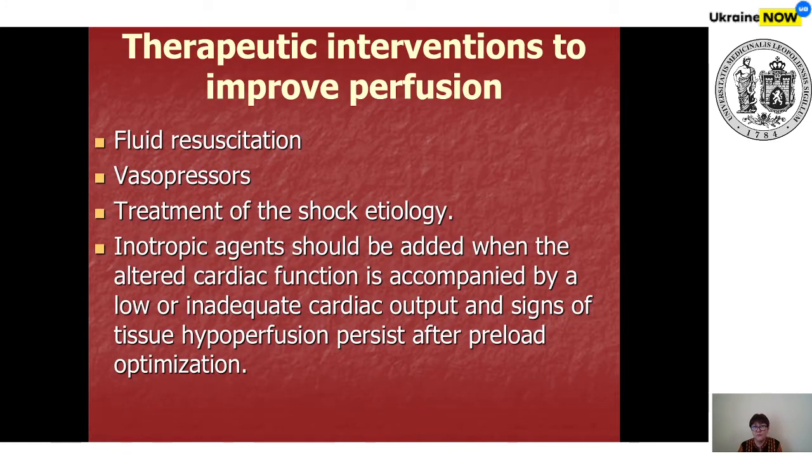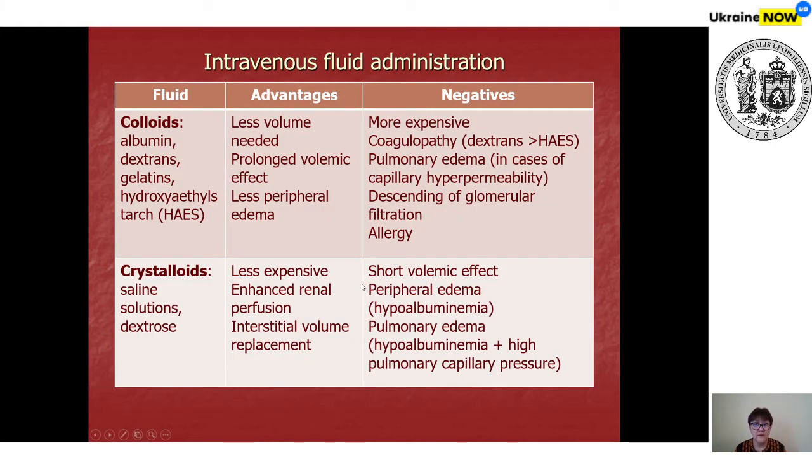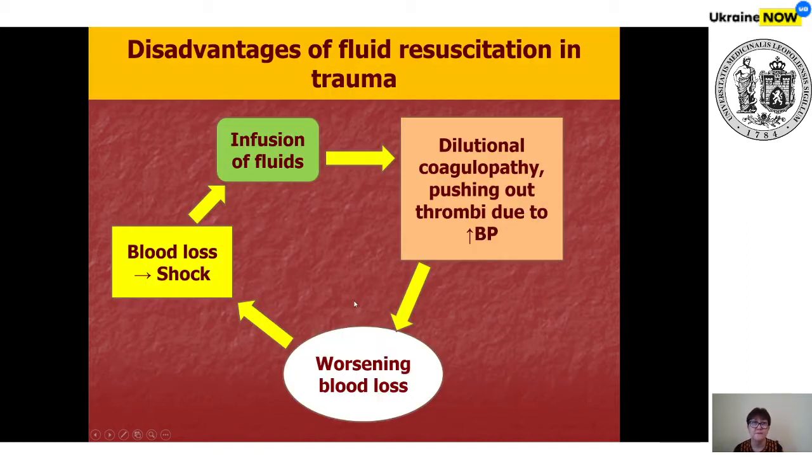Therapeutic interventions to improve perfusion: fluid resuscitation, using vasopressors, and treatment of the causing factor of shock. Inotropic agents should be added when the altered cardiac function is accompanied by a low or inadequate cardiac output and signs of tissue hypoperfusion persist after preload optimization. I think you remember two main classes of fluids, colloids with big molecular weight and crystalloids. We discussed all their advantages and negatives in the lecture on fluid electrolyte balance.